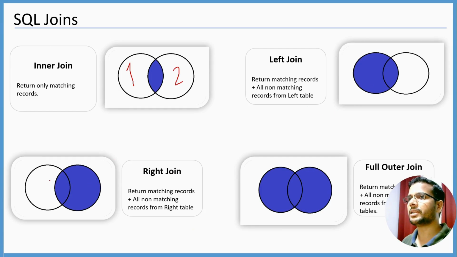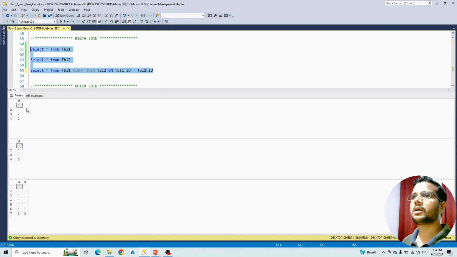So everything from the right table would be returned and any matching record from the left table, just to keep it simple. So here let's see that. Now for 1 it is going to be the same. It will again return 6 rows because 1 is available in both the tables. So 3 rows multiplied by 2 rows, it will become 6.